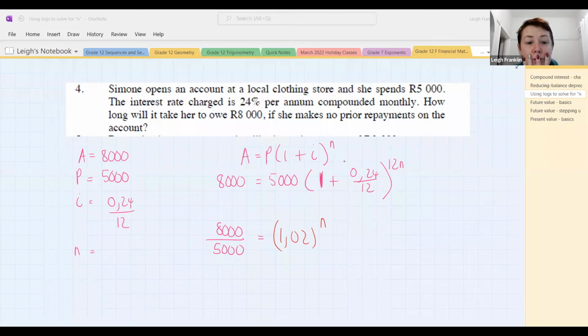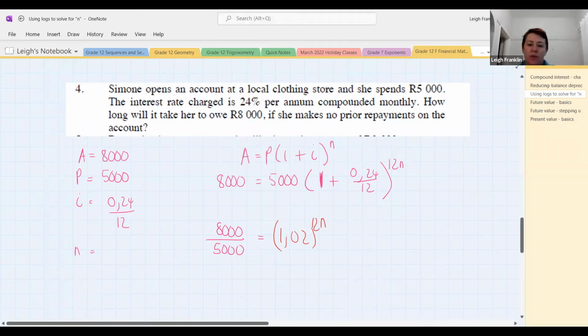Yes. So Palesa, yeah, the power is 12N. Oh, sorry. I see where you were saying. Yes. Sorry. I left off the 12, didn't I? That was a bit silly of me. All right. So now we're ready to use our logs.